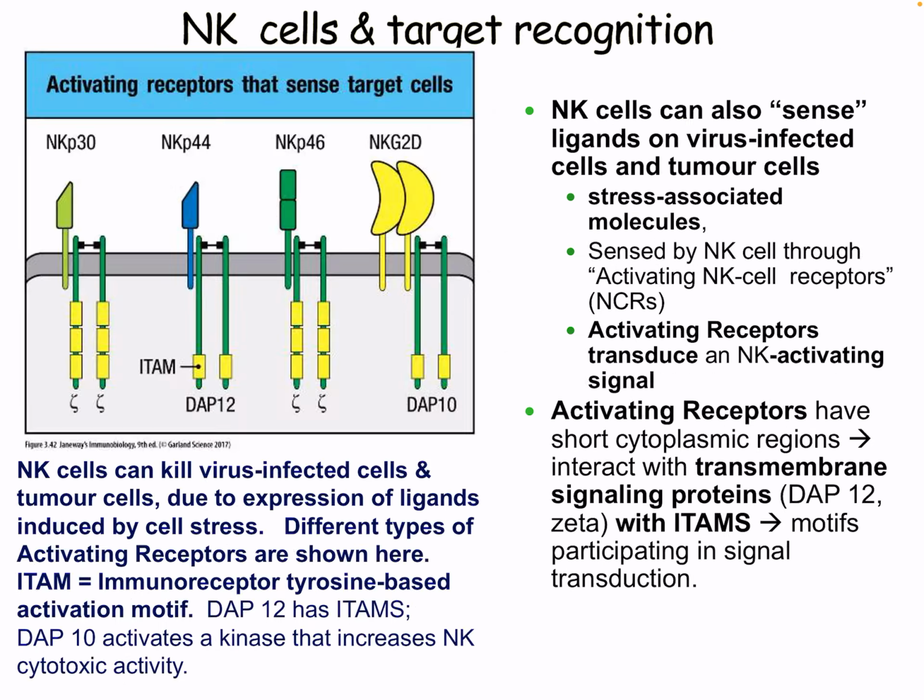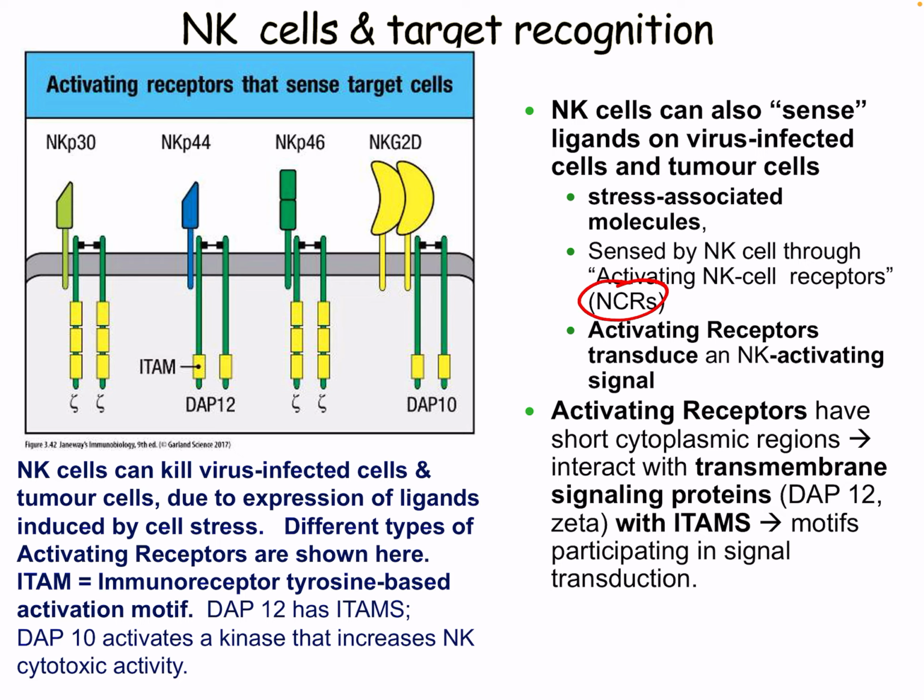So now we're looking at target recognition. NK cells also sense ligands on virus-infected cells and tumor cells. They look for those stress-associated molecules like we talked about. These are sensed by NK cells through activating NK cell receptors, or NCRs. These activating receptors transduce an NK activating signal.